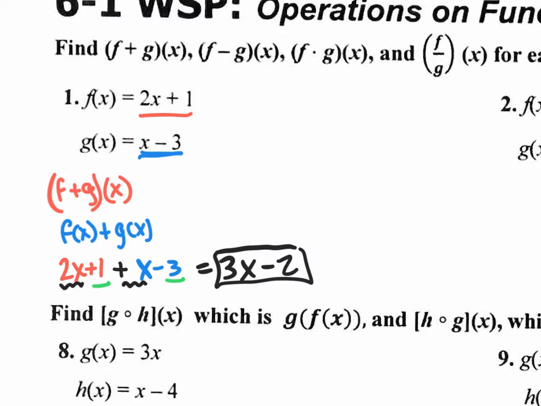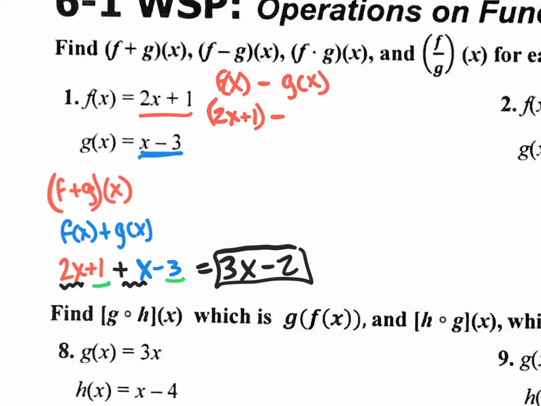Now that's barely one of the 3 things they want you to do. That was f of x plus g of x. Let's do the next one, f of x minus g of x. Let's write that out. f of x minus g of x. So what is f of x again? 2x plus 1. I'll put it in parentheses this time since we're going to have to distribute that minus sign.